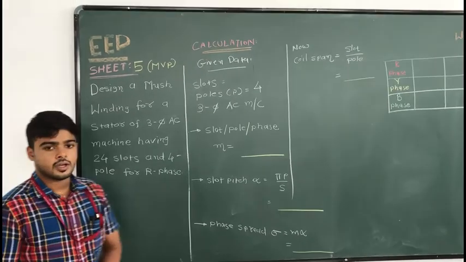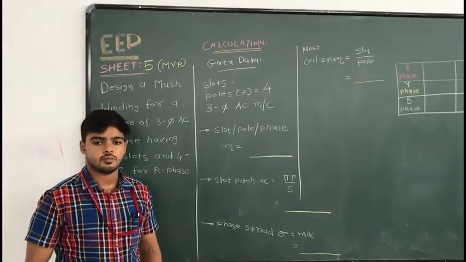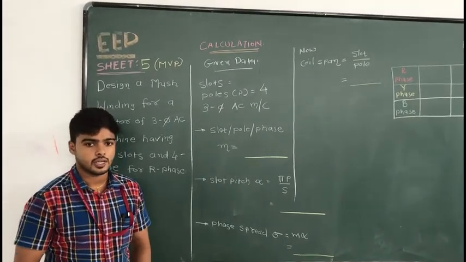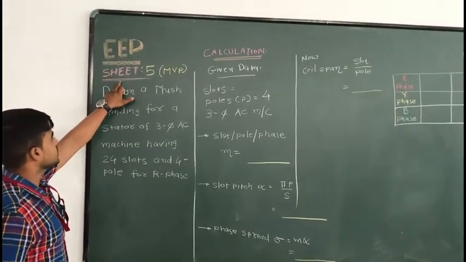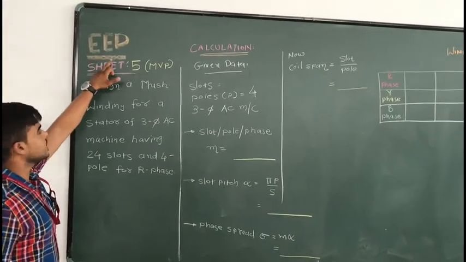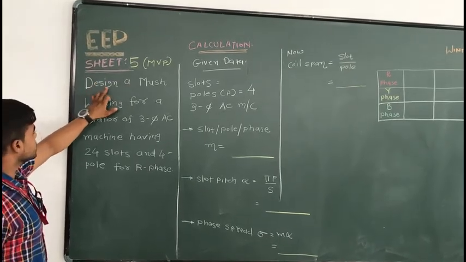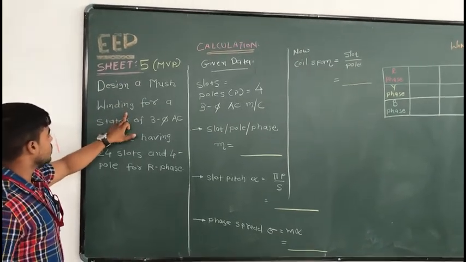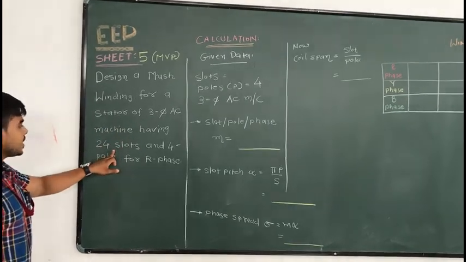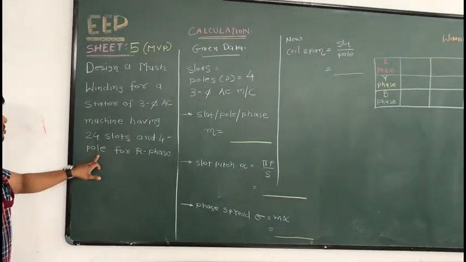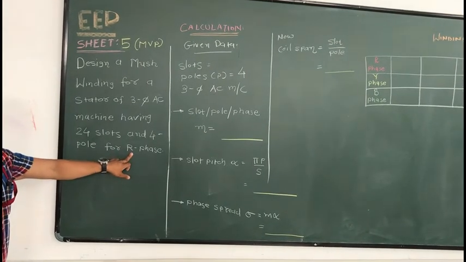Hello everyone, my name is Milan Patel from MGITER, Navsari, from the Electrical Department. Today we will discuss sheet number 5 of this subject. The aim is to design a mass winding for a stator of a 3-phase AC machine having 24 slots and 4 poles.